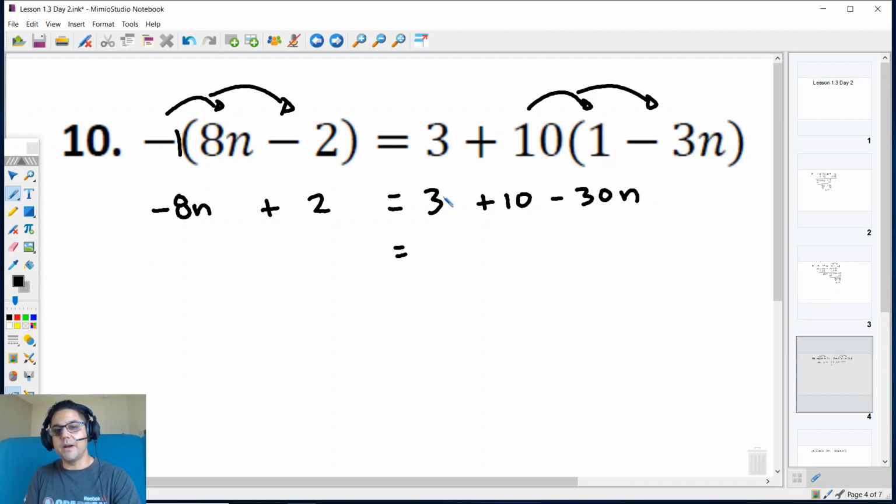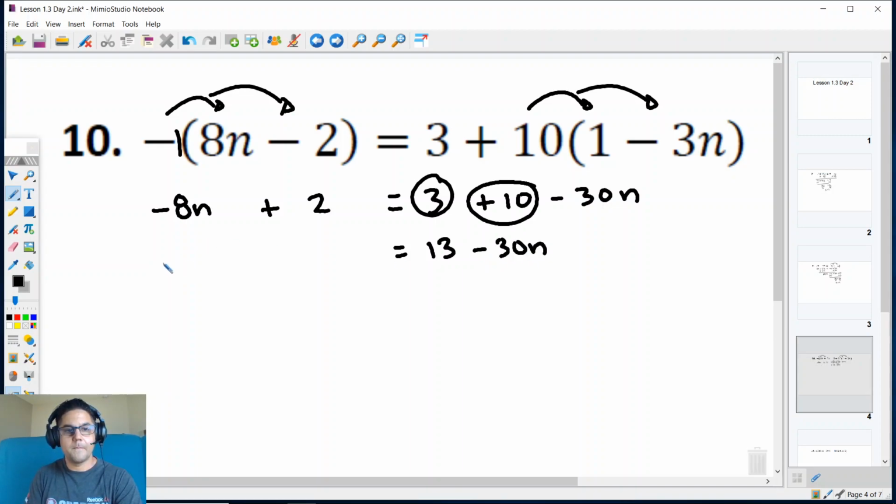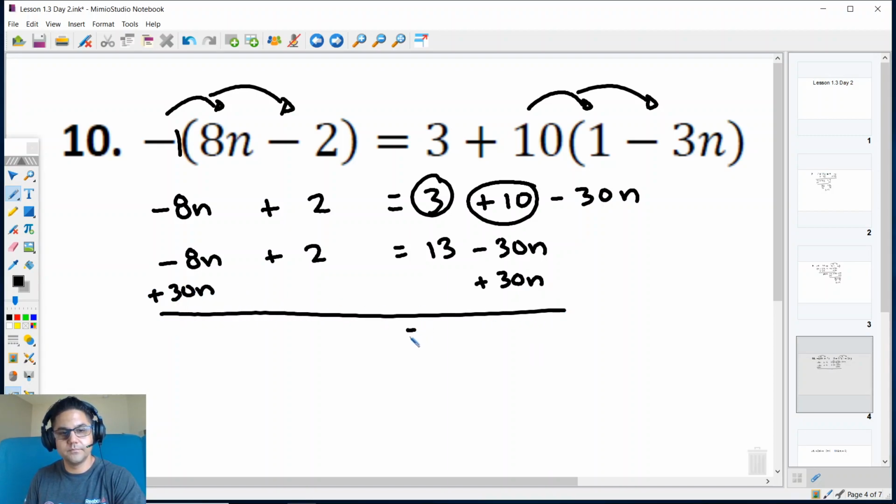All right, on the right side, you probably already noticed I need to combine my like terms. So it gives me a 13. All right, now it looks like the easier problems with variables on both sides. Again, my strategy is to move the smallest variable. I've got negative 8n and negative 30n, so I'm going to add 30n to both sides. All right, so I've got a 24n plus a 2 is equal to 13.